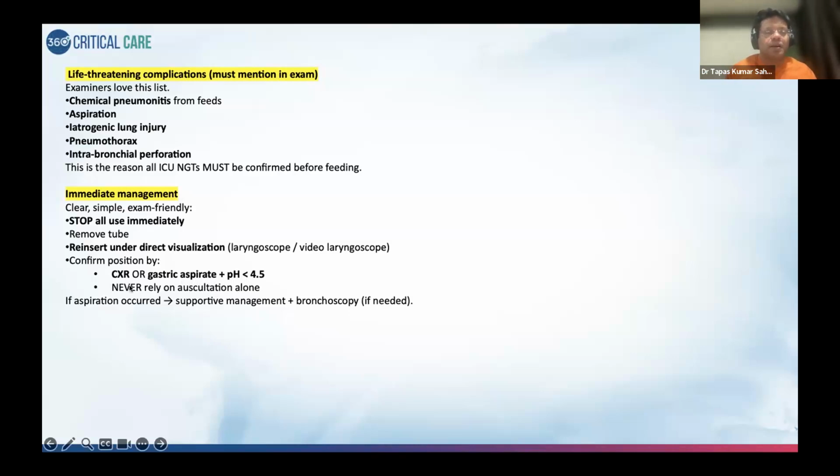Now, never rely on auscultation alone. What we do normally, please don't do all these things in the examination. The examiner would be failing you. If aspiration occurred, supportive management plus bronchoscopy.